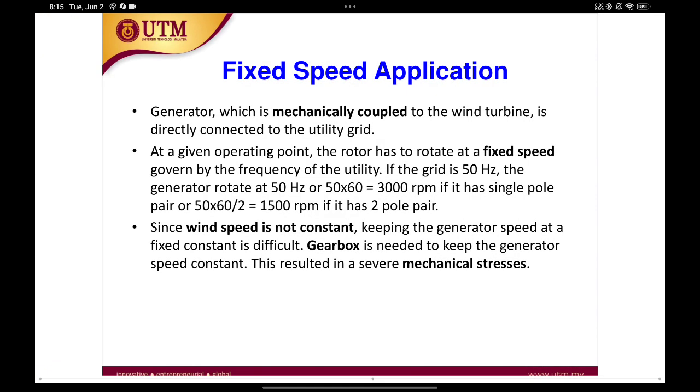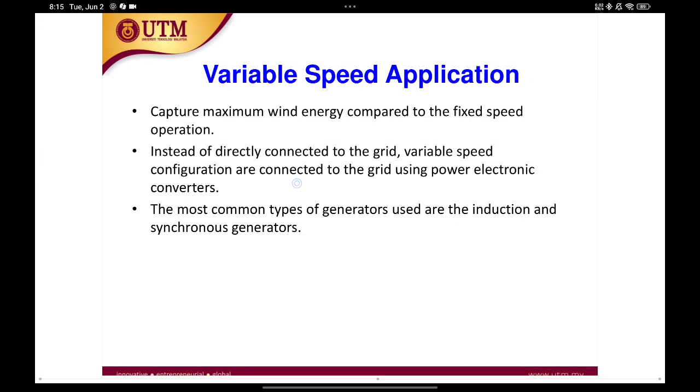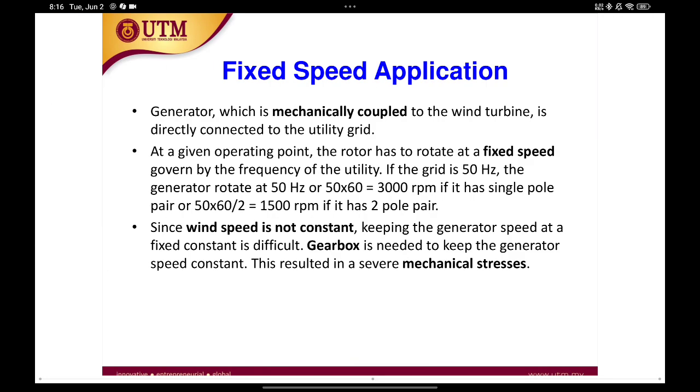Okay, so next is the next part, which is fixed speed application and variable speed application. So what is fixed speed application? The generator is mechanically coupled with the wind turbine, and is directly connected to the grid utility. Basically this is an old method which requires the wind turbine to operate at a fixed speed. At a given point, the rotor has a fixed speed governed by the frequency of the utility.